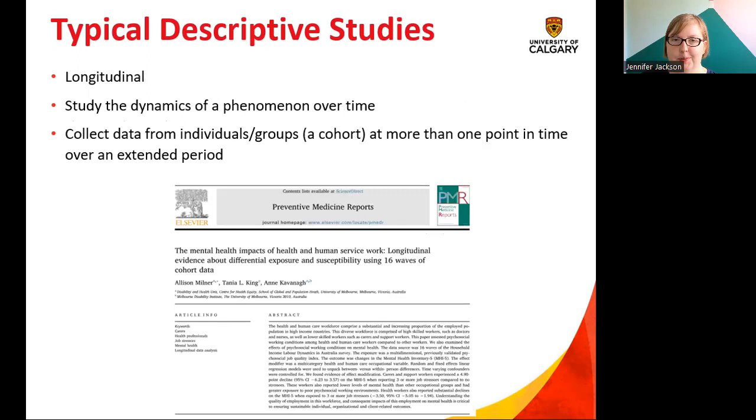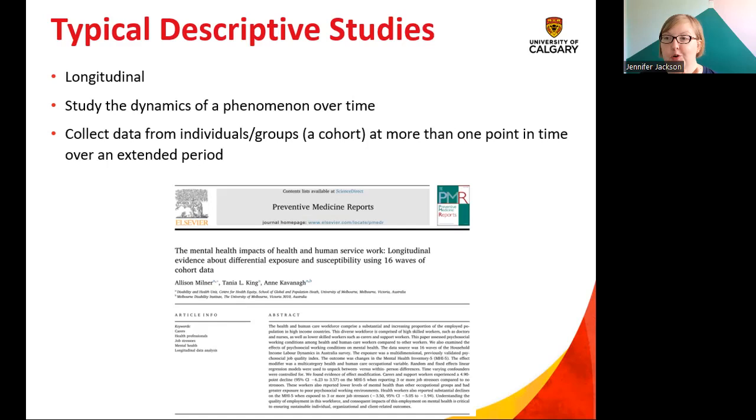A longitudinal design looks at how something has changed over time. You follow a group of people and see how outcomes unfold over time. And when I say over time, you need more than 2 measurements. If you only have 2 measurements, you're probably talking about what we would call a pre-test, post-test type of study, and that falls in experimental designs. So you need more than 2 for it to be longitudinal.